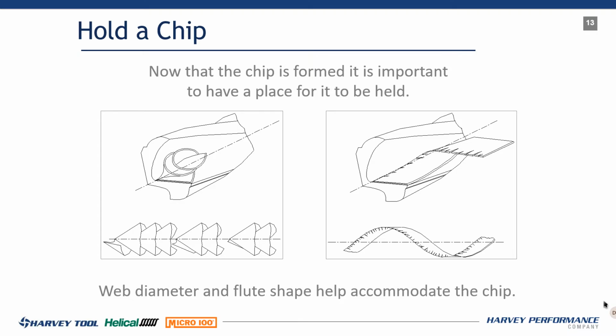So our web thickness is really going to dictate how much flute room we have in there. That's number one. But also the flute shape. There's different things you can do with a flute on a drill to make sure the shape of that flute and the heel and the back of that can accommodate the chip that you want to manage.